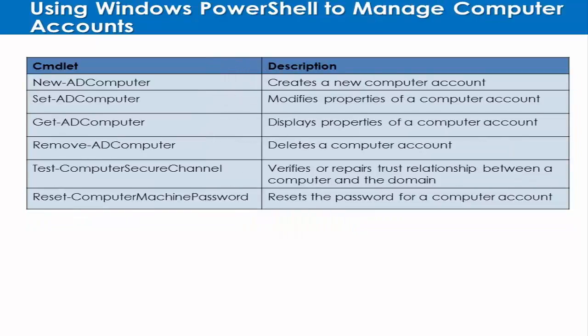And quickly here, and then we'll jump over to the operating system, just looking at computer accounts, you'll see, again, I mentioned this is going to get a little bit redundant in the sense that we have new AD computer or set AD computer or remove AD computer. Again, we have the get AD computer command as well. Here's one, test computer secure channel. This is where you can verify or repair a trust relationship between the computer and the domain. Because remember, again, that a computer does technically have a password, and it needs to have that secure channel with that password with the domain.